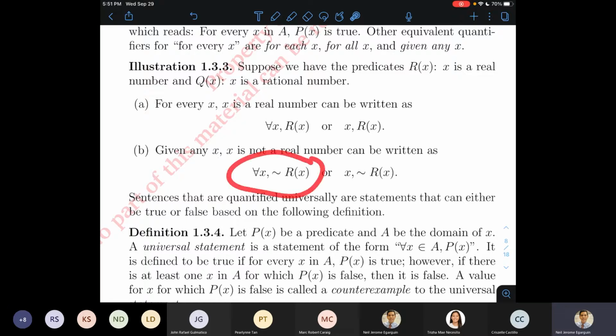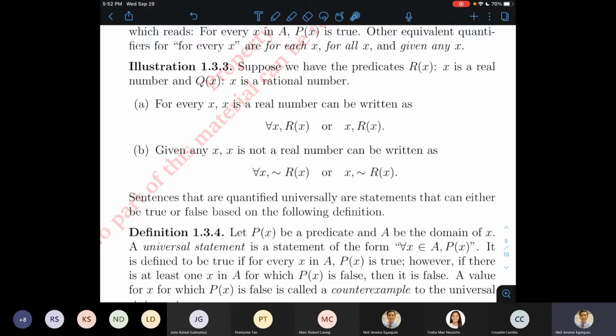Or pag tinranslate nyo kasi to into words, for every x, it is not the case that x is a real number. So pwedeng literal yung translation, pwede rin namang hindi. You can go a little bit further and use synonyms. So kasi kung literal nga, kung parang Google Translate yung gagawin nyo, magiging ano to, for all x, it is not the case that x is a real number. Or you can just say for all x, x is not a real number. Okay, and these are universally quantified, meaning we are claiming this is true for all x's, for all possible values of x, for all permissible values of x. All right.